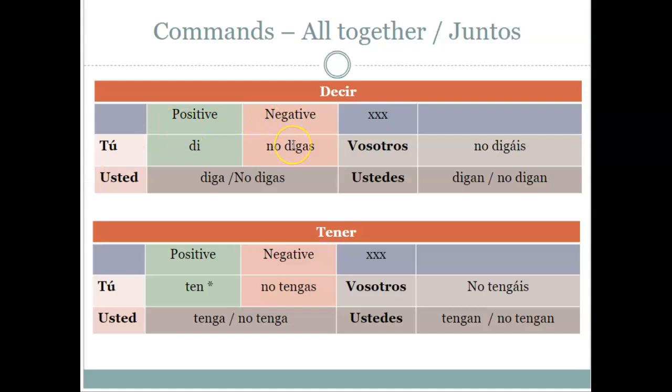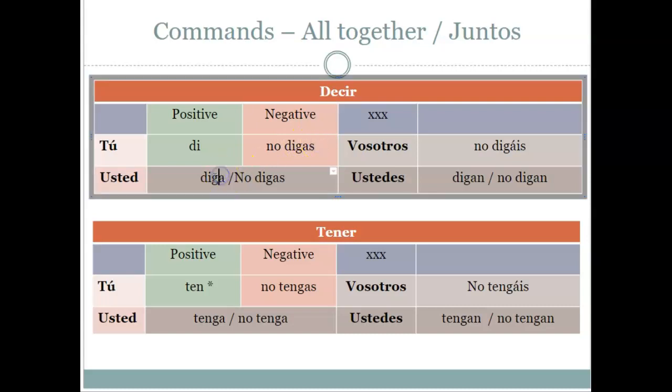And then no digas. So tell, or no, don't say anything. No digas. And then diga, dígame, tell me. And then no digas, sorry. And then digan, no digan. No digan a nadie. Don't tell anybody. But I'm talking to a lot of people when I say that. I can tell you, no le digas a nadie. Don't tell anybody.